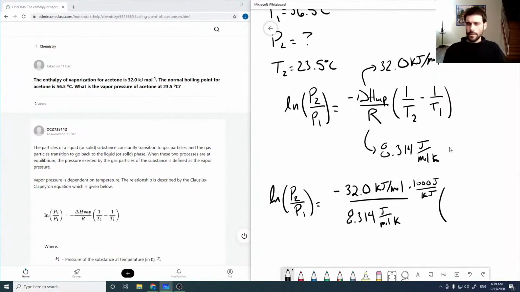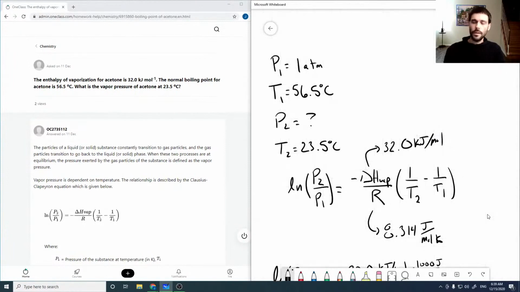And then for our temperatures, we've got 1 over, now these will all have to be in Kelvin. So plus 273.15 is 329.65 Kelvin. And this is, excuse me, 296.65 Kelvin.